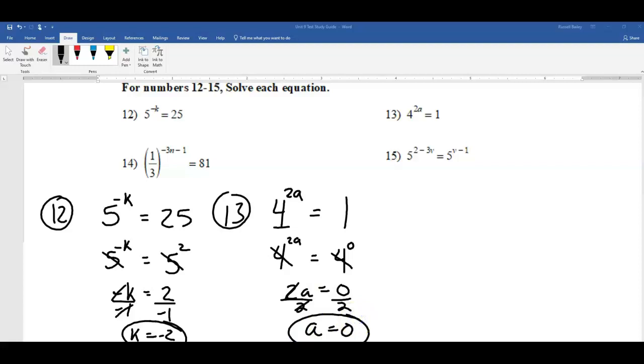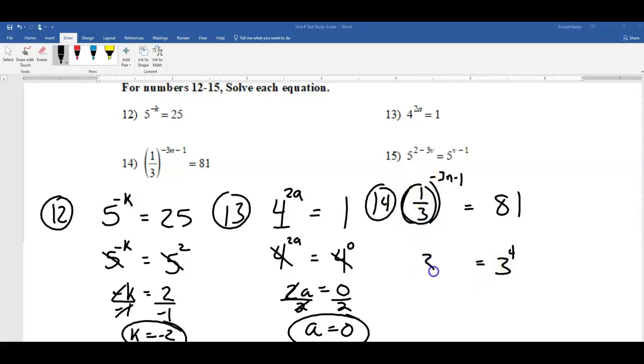Let's go ahead and take a look at number 14. This is one of these situations where you have to change the base on both sides. Now, the fact that this is written as 1/3 means I'm going to focus on the 3. 81 can be written as 3 to the 4th power. But I don't want to leave this as 1/3 either. I want it to be written as 3. That would be 3 to the -1 power.